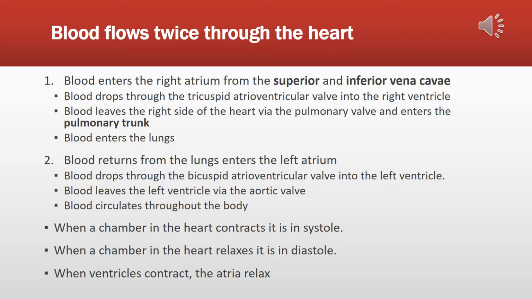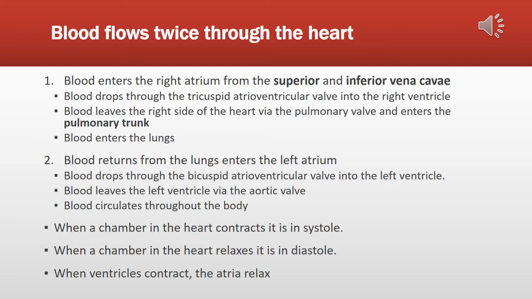Then blood returns to the heart from the lungs, entering the left atrium. Once it's in the atrium, the blood drops through the bicuspid valve into the left ventricle. The left ventricle then pumps the blood out of the heart via the aortic valve into the aorta, and then the blood circulates throughout the body and eventually ends up back at the heart again.